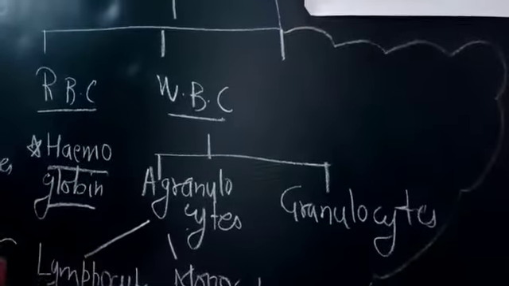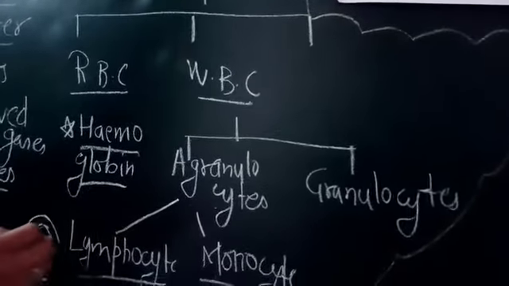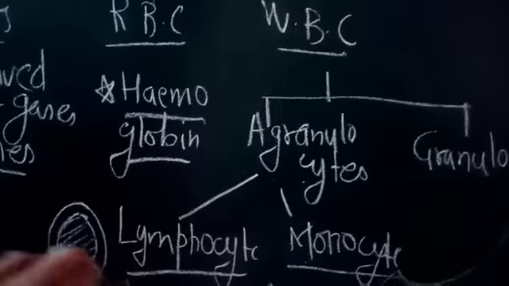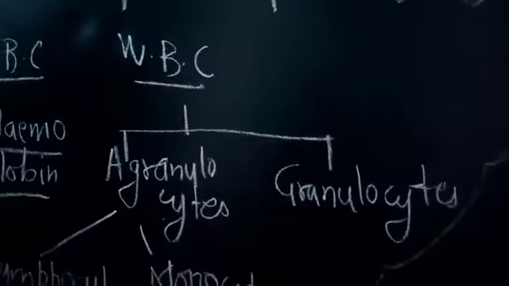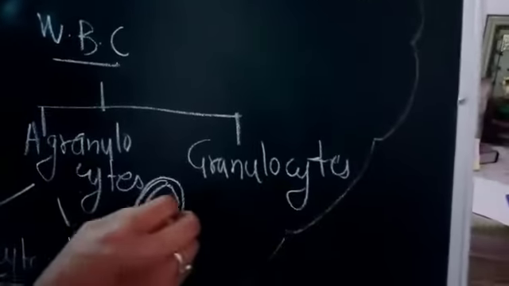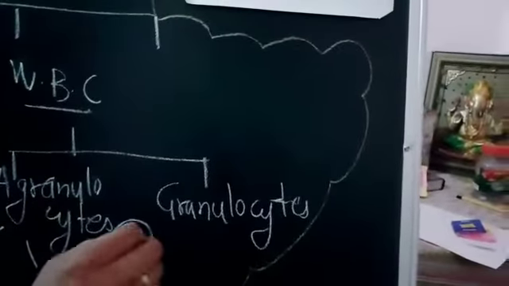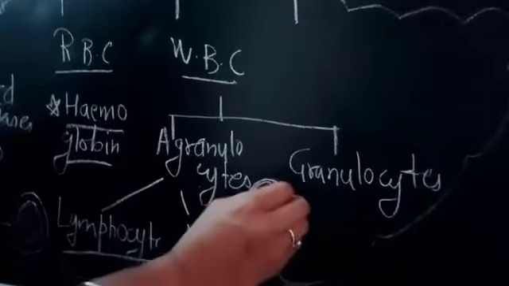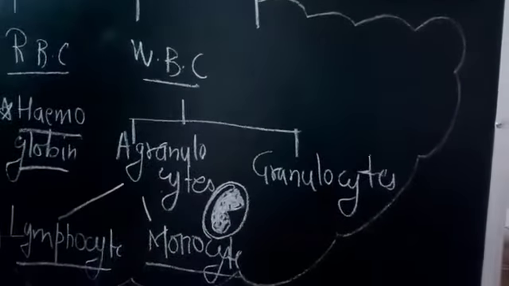So lymphocytes are small cells with a nucleus in them. They produce antibodies in our body, and the monocytes are the larger ones, very large cells with a slightly bent nucleus in them that provide the defense. They phagocytize, they eat the foreign bacterial particles and thus provide protection to us.